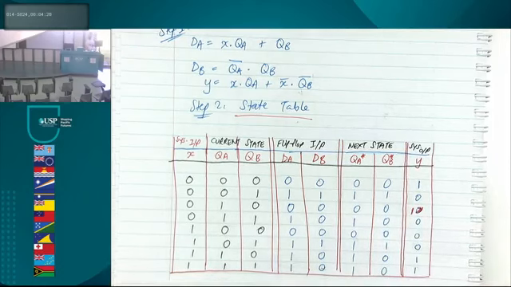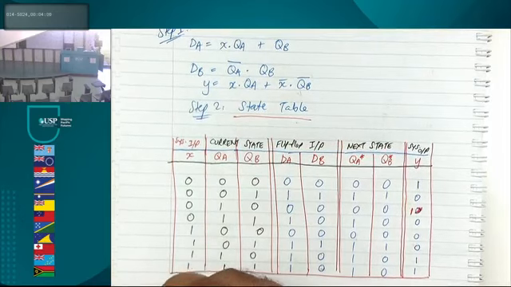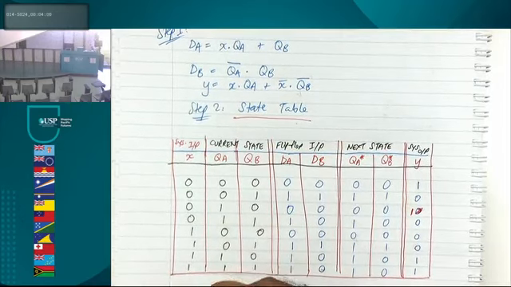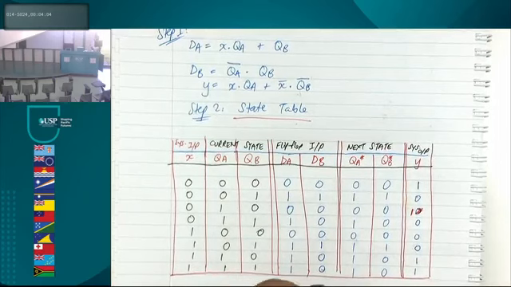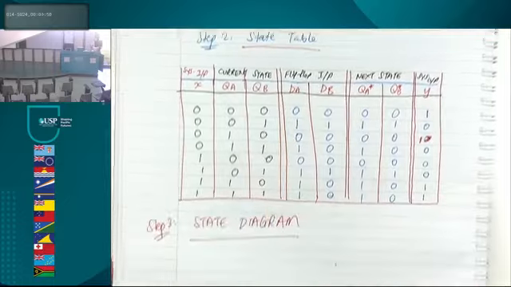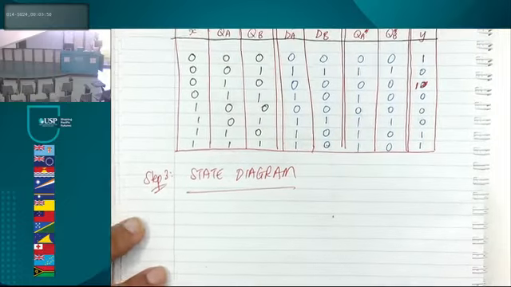So whenever you get a D flip-flop problem, that's like a gift problem. You know why? Because your next state is identical to your current flip-flop input. No issues at all. All right? Okay, one more step, guys. So that was step 2. Step 3 is the state diagram. All right, so let's do the state diagram.